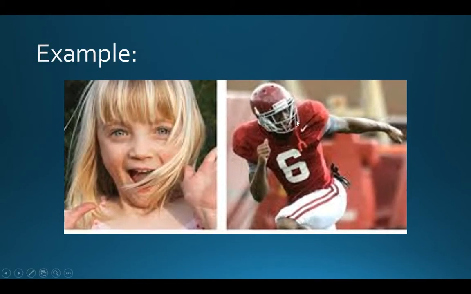Oh, he looks pretty good. Okay, and I say he's the best. Well, why is he the best? Well, because compared to my 4-year-old niece, he's a lot stronger and faster. Well, guess what? Your 4-year-old niece isn't playing college football, so that doesn't prove anything. Really, for us to be able to show that he's the best, we'd have to compare him to other college football players. See that? Okay.